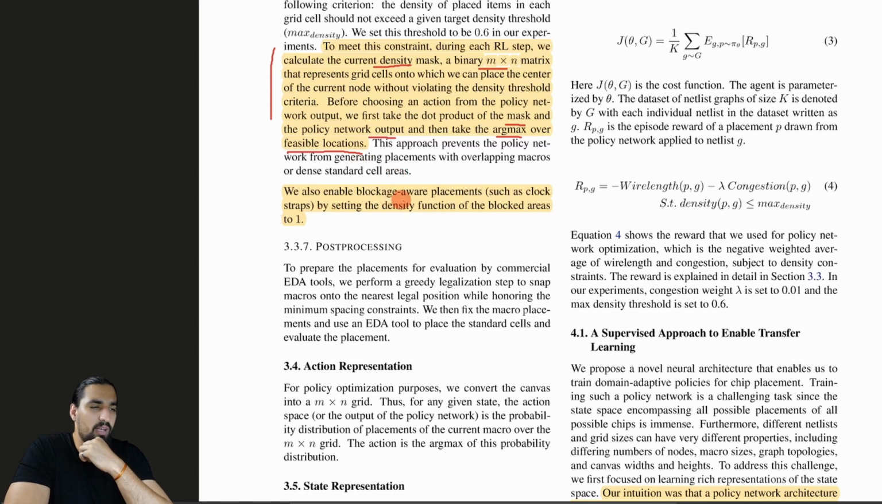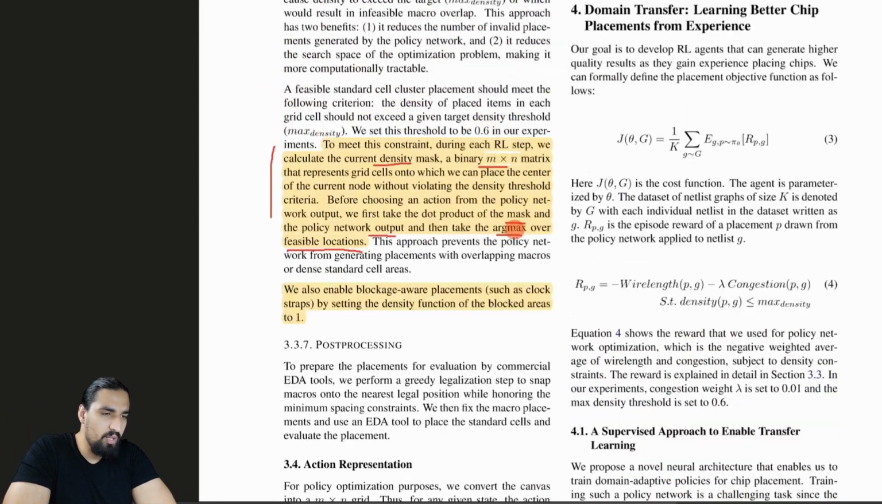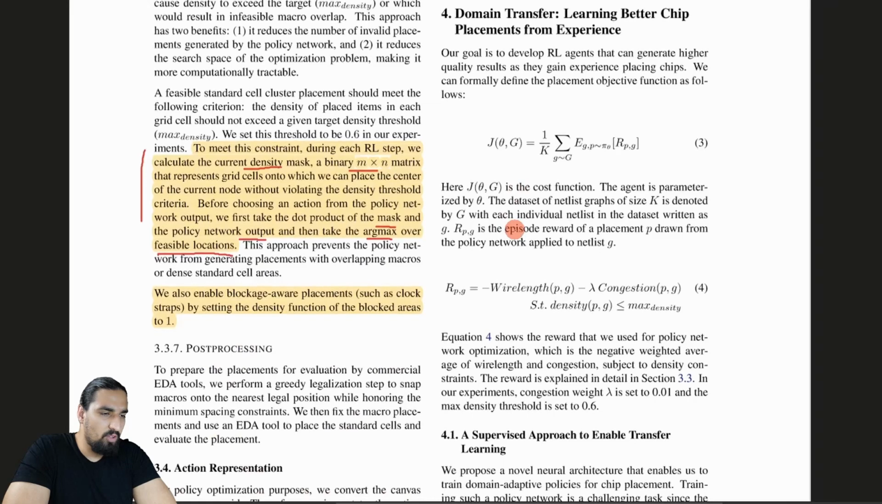We also enable blockage-aware placement, such as clock straps, by setting the density function of the blocked areas to 1. So blockage just means that you explicitly say, hey, I don't want to have anything placed around this macro, for example, or around this wire. And you explicitly encode that into that mask, and then you can't place macros on top of that location, okay? That's just a minor detail.